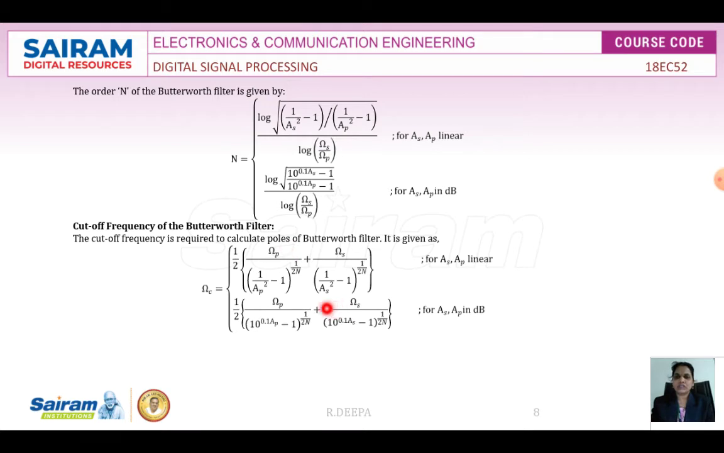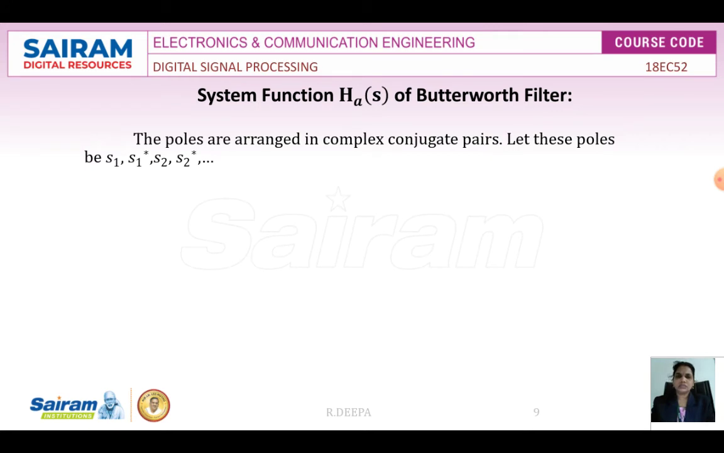And the cutoff frequency is found based on the poles of the Butterworth filter. Even here we have two sets of formulas based on the values of AP and AS. If it is linear, you have to make use of this formula; if it is in dB, you can use this formula. So omega C, the cutoff frequency, is given as 1 by 2 of [omega P divided by (10 power of 0.1 AP minus 1) whole power of 1 by 2n plus omega S divided by (10 power of 0.1 AS minus 1) whole power of 1 by 2n]. This is how we calculate the order of the Butterworth filter and the cutoff frequency.